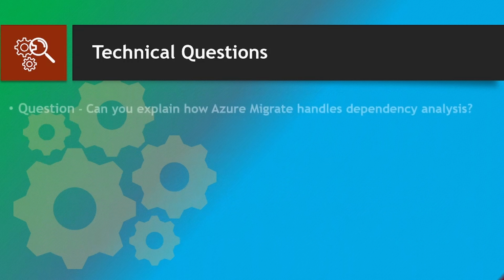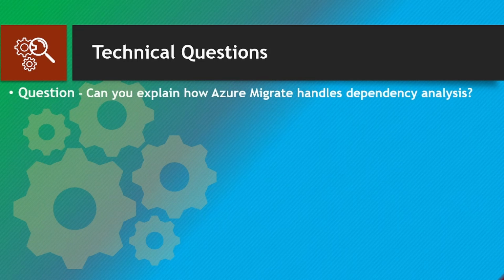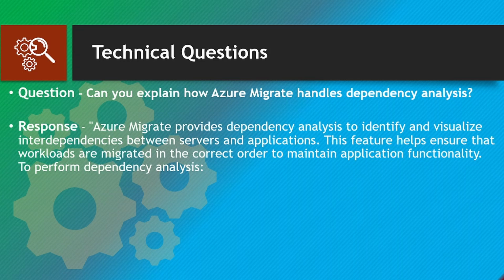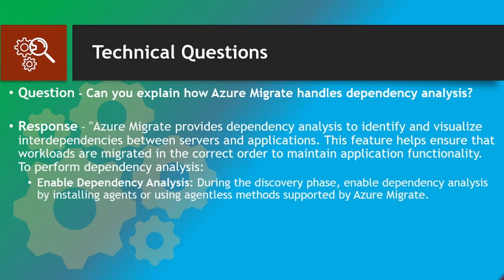Next technical question: can you explain how Azure Migrate handles dependency analysis? So the response would be, Azure Migrate provides dependency analysis to identify and visualize interdependencies between servers and applications. This feature helps ensure that workloads are migrated in the correct order to maintain application functionality. To perform dependency analysis, below are the things we have to take care of.